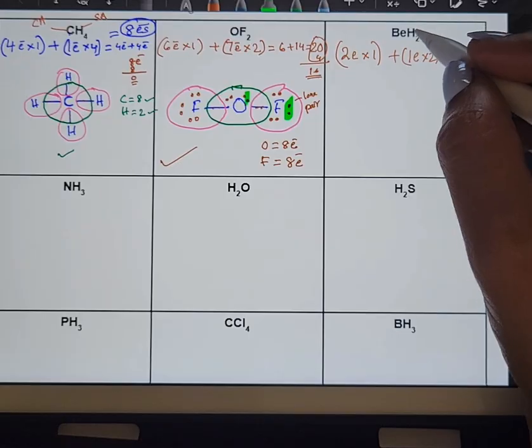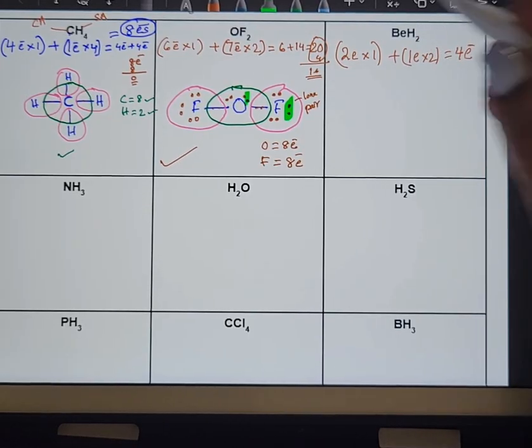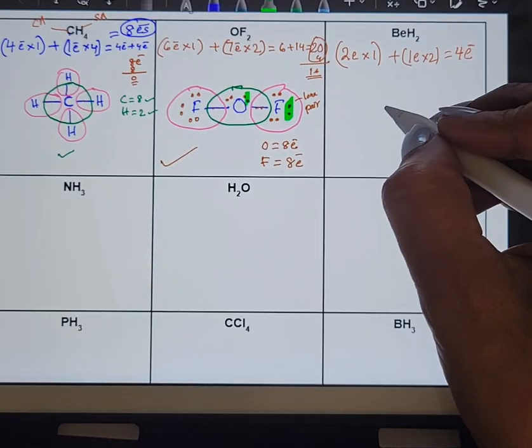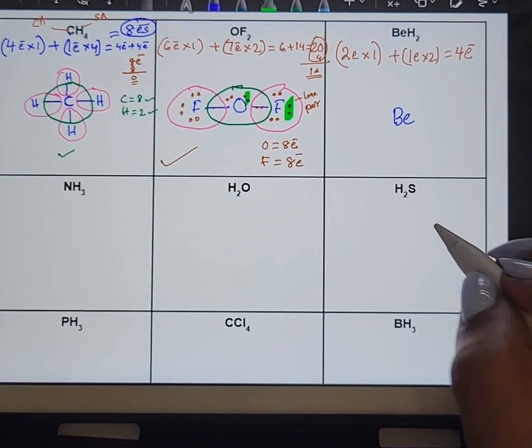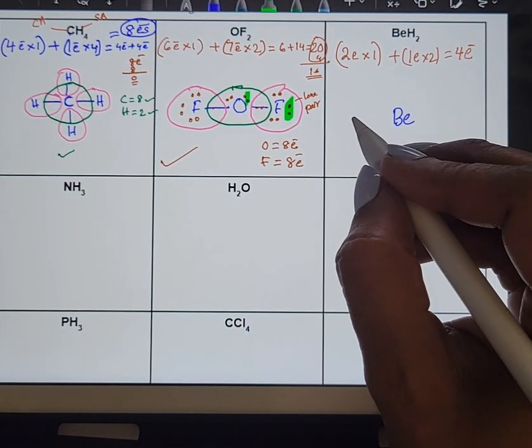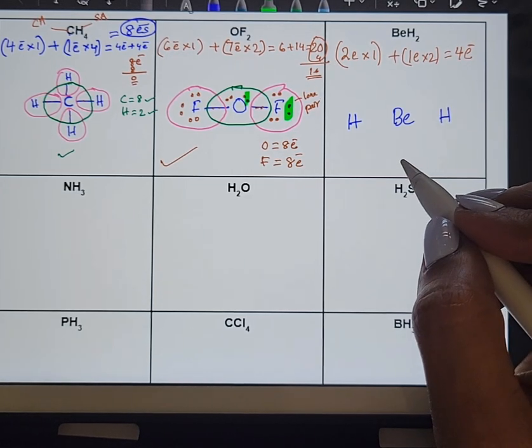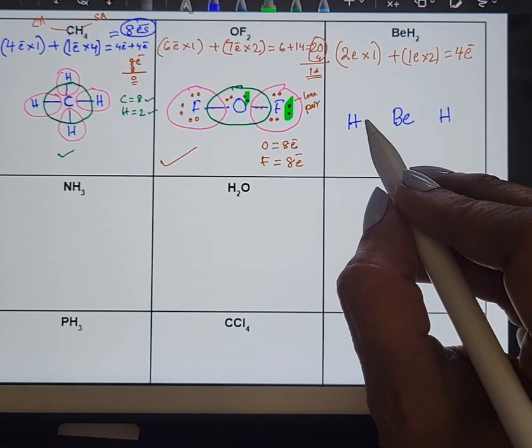Okay, so decide the central atom. Hydrogen will never come in the center. Beryllium will come in the center. So beryllium is the central atom. Okay, there are 2 hydrogens, so write hydrogens like this. Okay, now draw a single line.